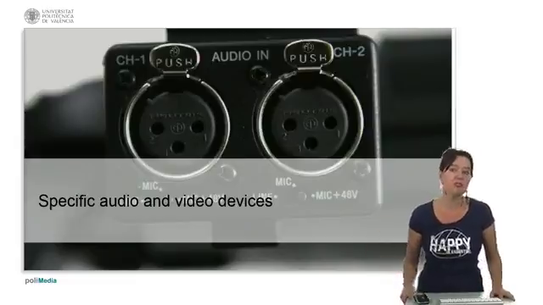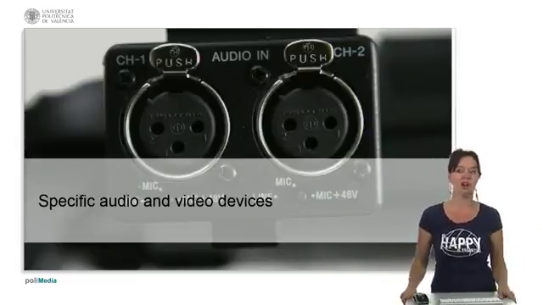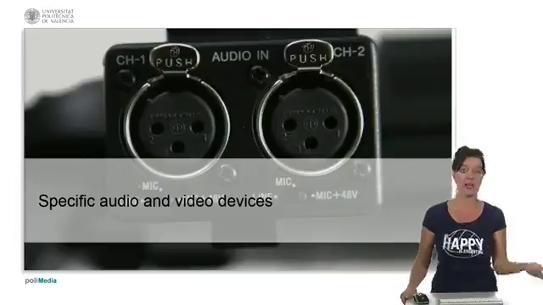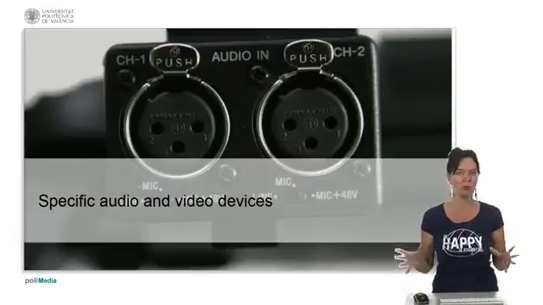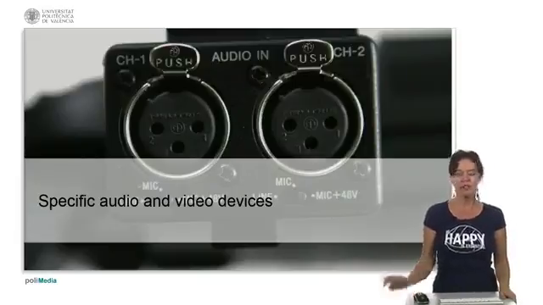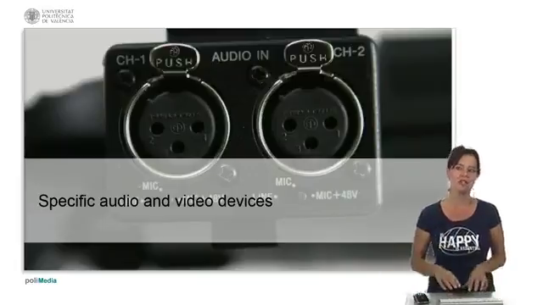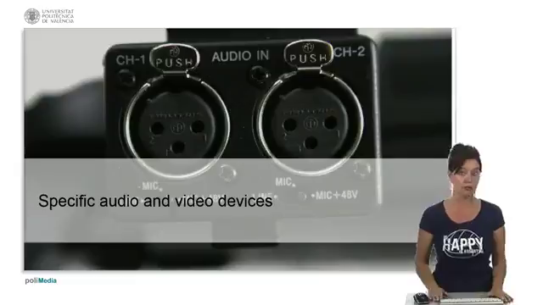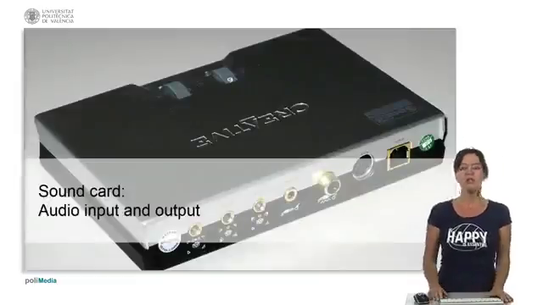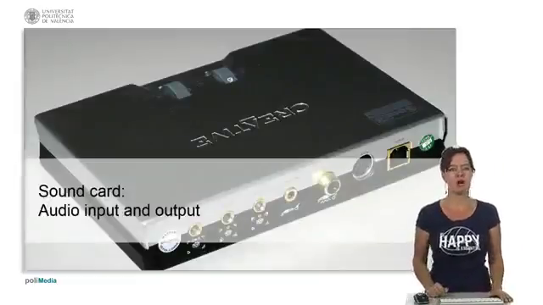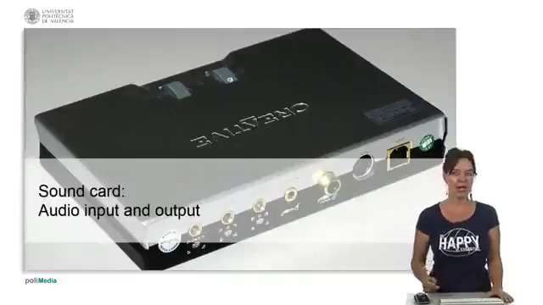Some of them can be input devices, others are output devices, and some of them are input and output devices because they can perform both functions. So let's look at some of them, and we've also included in this unit the image download function of a photo camera, for example. So let's start with the sound card for audio input and output.